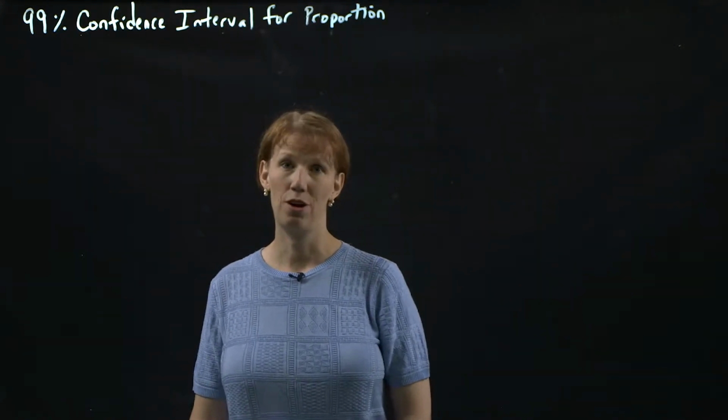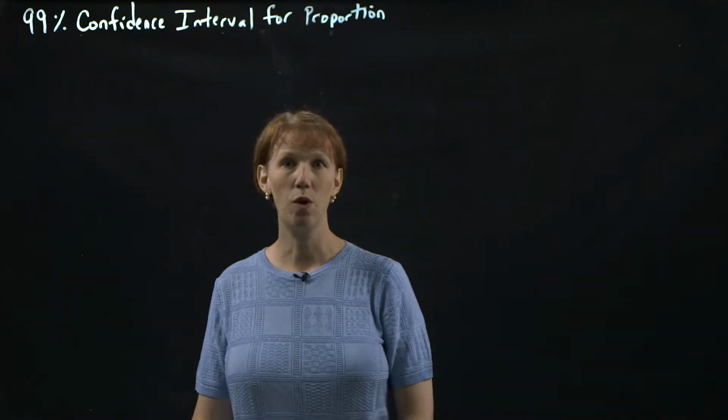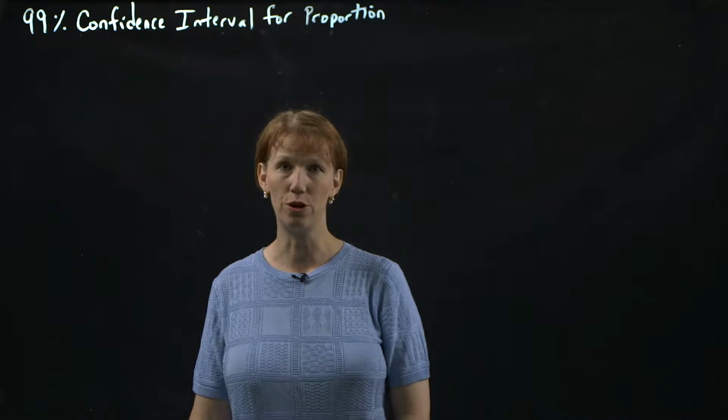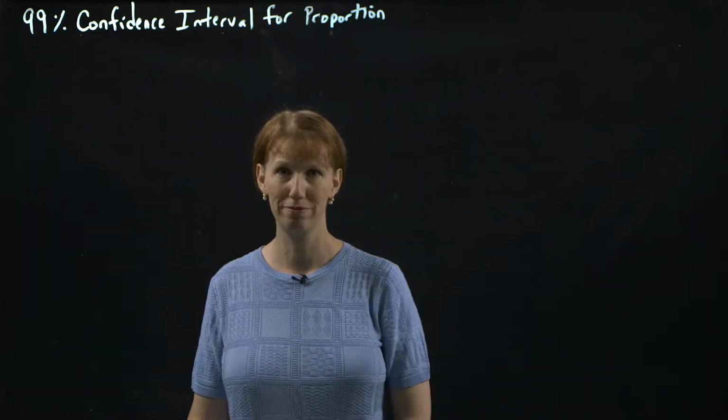The context for our example is the Hamilton ACO, and specifically we want to construct a confidence interval for the proportion of ACO beneficiaries that smoke.